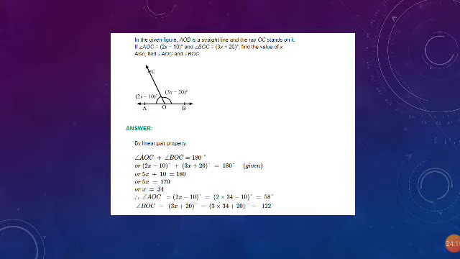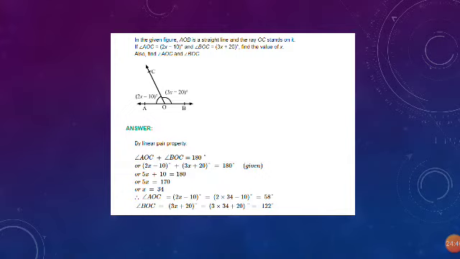In the given figure, angle AOB is a straight line and the ray OC stands on it. So angle AOC equal to 2x minus 10 degree, angle BOC equal to 3x plus 20 degree. Find the value of x. Find AOC and BOC. Add it up. So that is a supplementary angle. Supplementary angle value 180 degree. Angle AOC plus angle BOC equal to 180 degree.